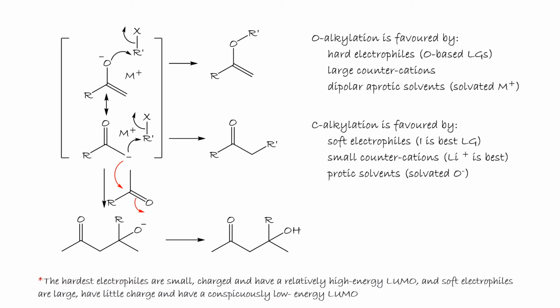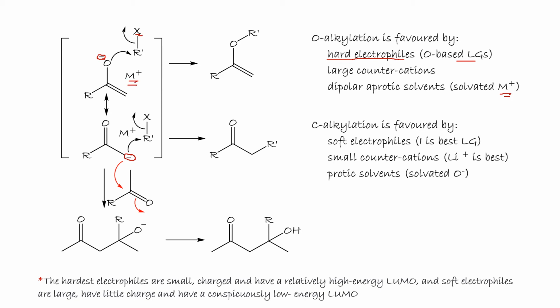To summarize that, this is the enolate structure. Oxygen has a negative charge, and the resonance structure has the negative on carbon. Now, for O-alkylation to be favored, you need a hard electrophile with an oxygen leaving group, like tosylate, a large countercation like potassium, and a dipolar aprotic solvent to solvate the M+.